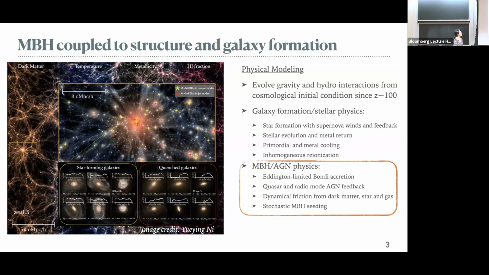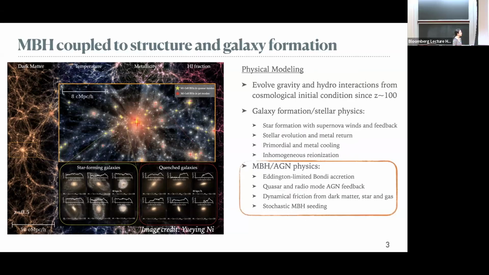A specific advancement in this simulation compared to previous simulations, such as the TNG or the Eagle suite of simulations, is that we have the dynamical friction treatment for the black holes from dark matter, stars, and gas. And finally, we also model stochastic massive black hole seeding motivated by small scale seeding experiments.